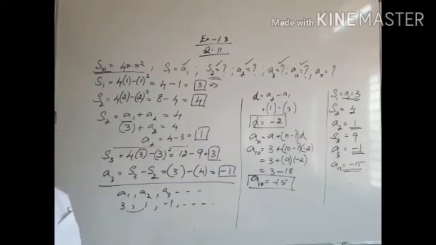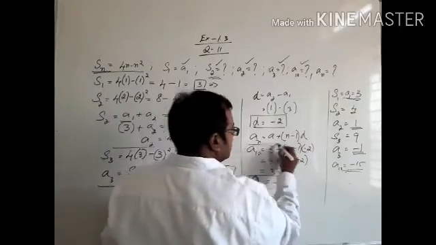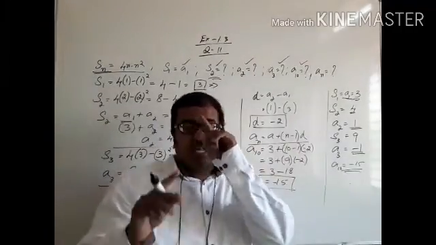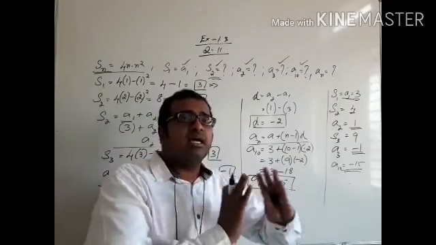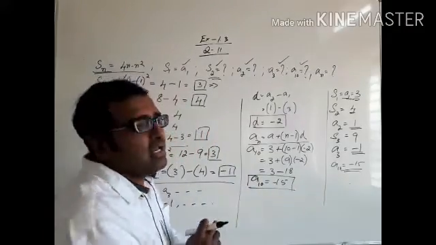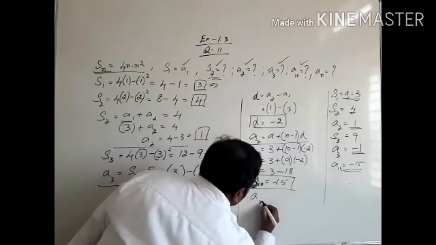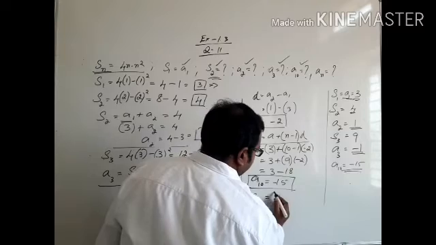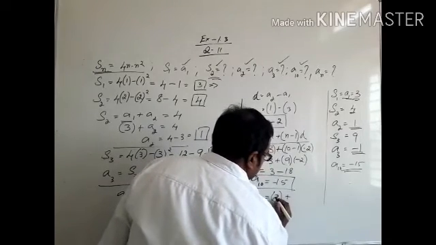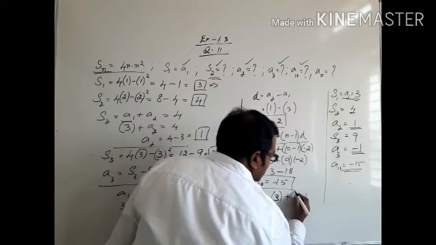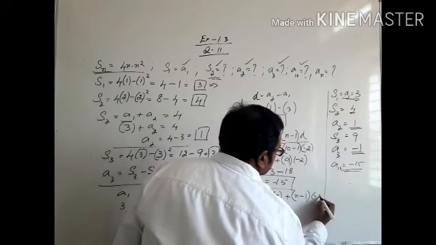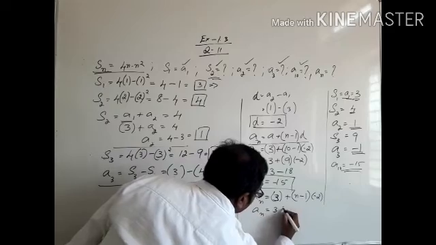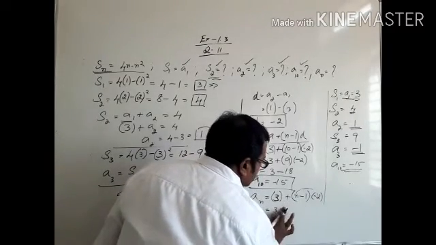Last part is the AN formula. I write the same formula back, but this time A and D will be replaced, but N will not be replaced. The answer will contain a variable N. So once more, AN is equal to A, which is 3, plus N, but N value is unknown, it remains as N, into minus 2. D is minus 2.